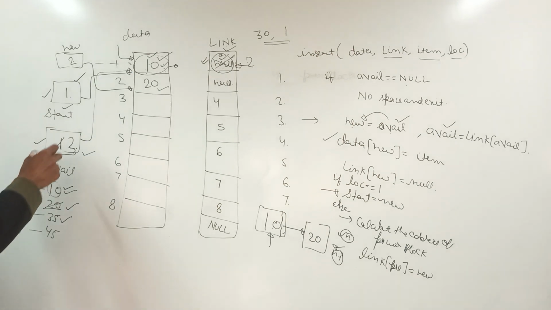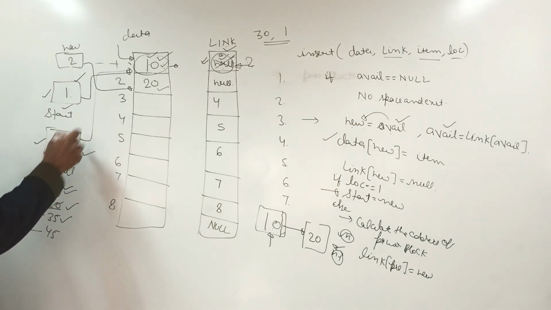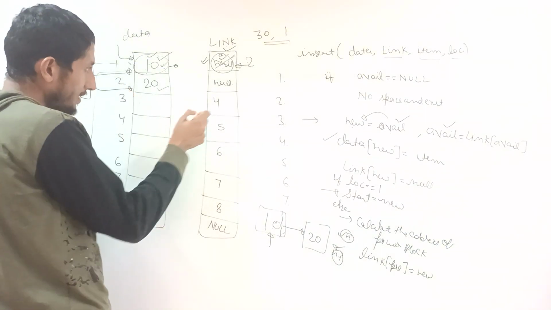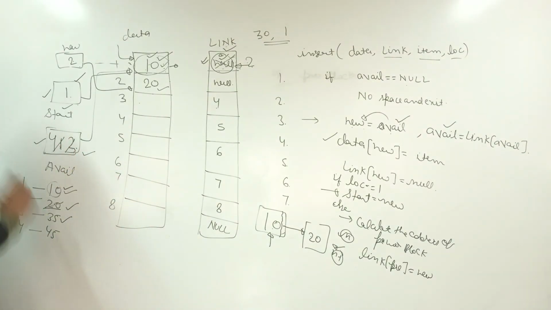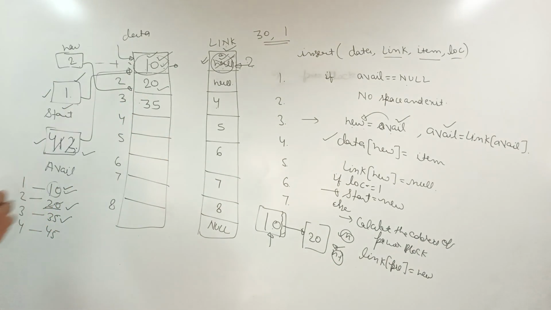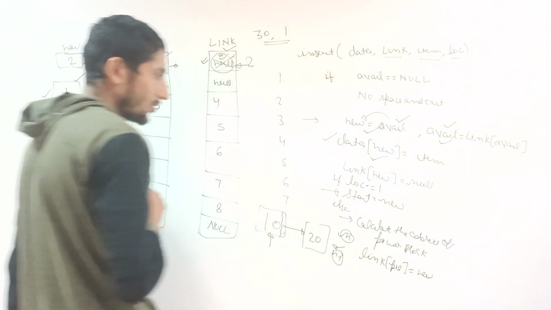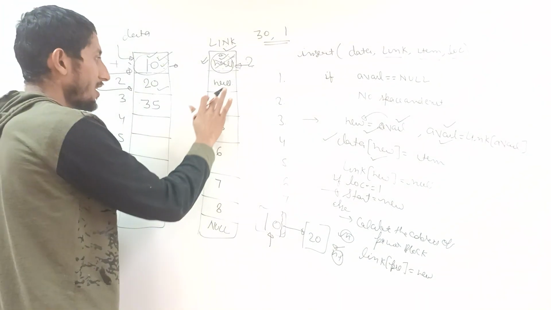So till now, the first empty block can be found at position number 3. But the moment position number 3 becomes occupied, position number 4 is the next free block. So I will write 4 here. Okay, and I will put 35 here like this. Are you following this one? So I have executed this one and this one and this one. And I will put null here.